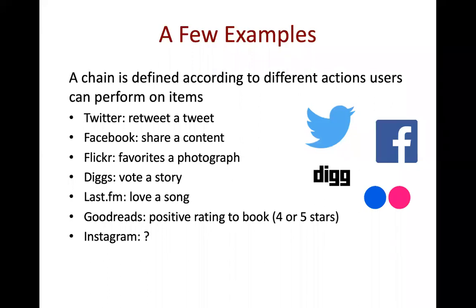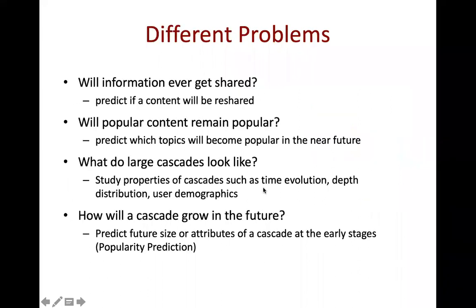Because a comment is an explicit reaction to a particular post, and therefore, if you commented on it, a link can be created to another place, and you can define it by yourself. It doesn't really matter. The point is, different social networks have different definitions, and the questions and problems you want to solve are whether the information gets reshared, will popular content remain popular, what do large cascades look like, and how will a cascade grow in the future.